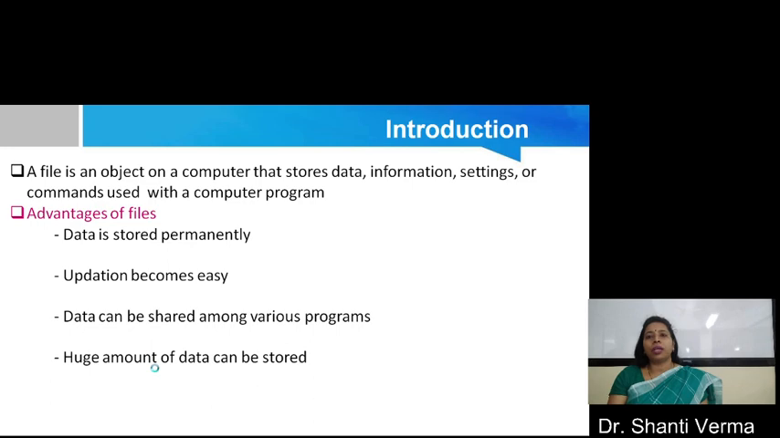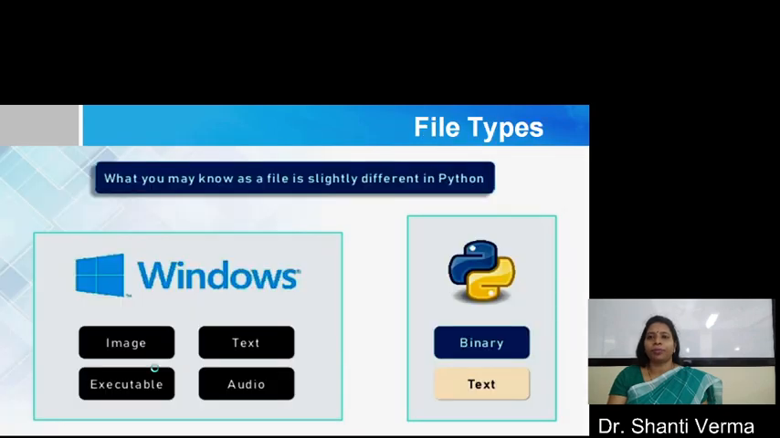Let's first discuss what a file is. A file is an object on a computer that stores data, information, settings or commands used by a computer program. There are various advantages of files. If you are using files, you can store your data permanently. Updating data becomes very easy. You can share your data among various persons or various programs, and you can store a huge amount of data with the help of files.